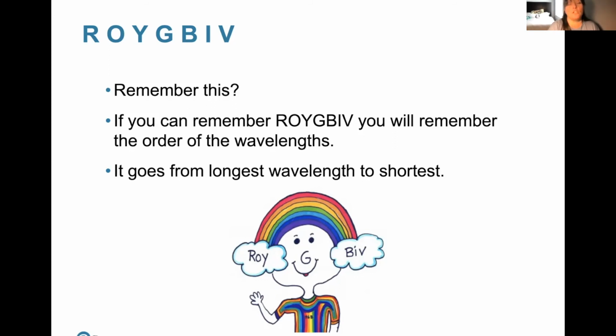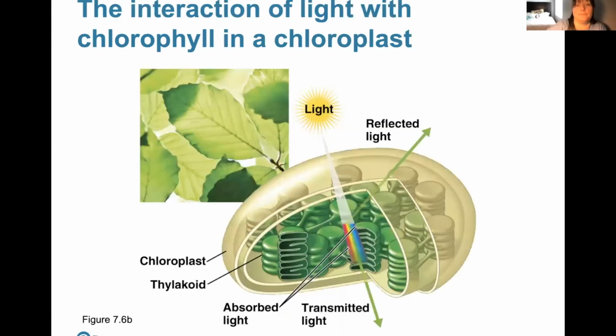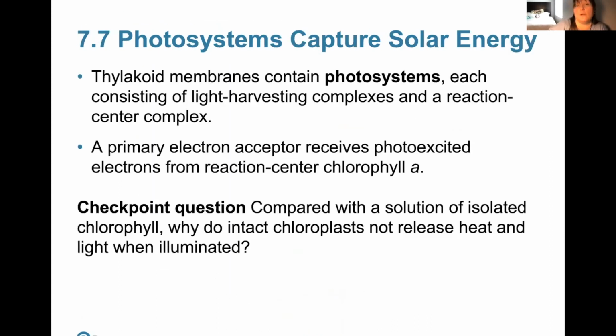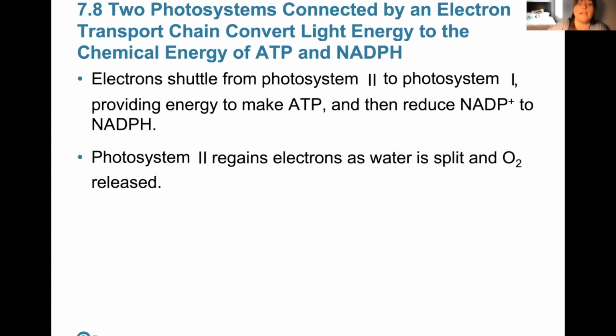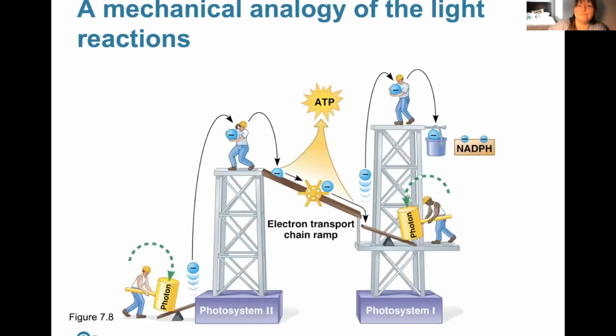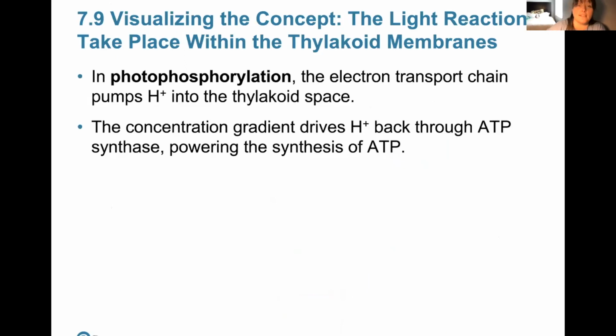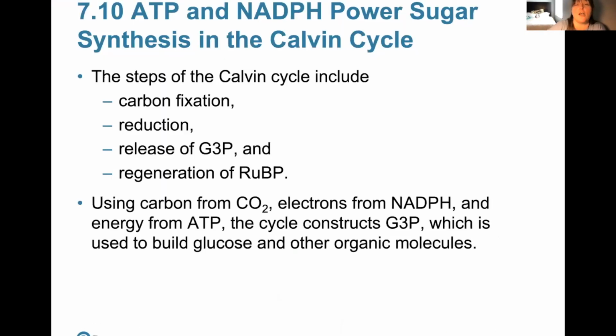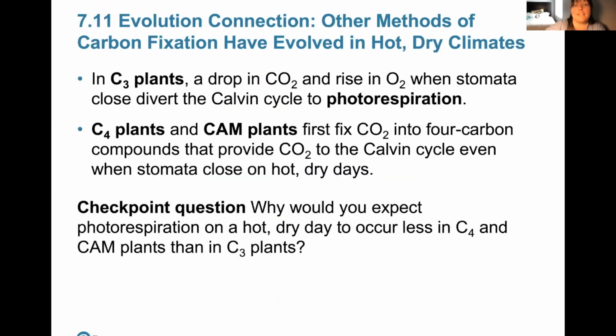If you write just Roy G. Biv, you're not going to get credit. You have to write out the entire word. That brings us back to the chloroplasts, the thylakoids. I don't know why they try to get so creative, just saying that this takes this energy to make this other energy. It's breaking it all down. Steps of the Calvin cycle include carbon fixation, reduction, release of G3P, and regeneration of RuBP. I don't think you really even need to know any of that for our tests.